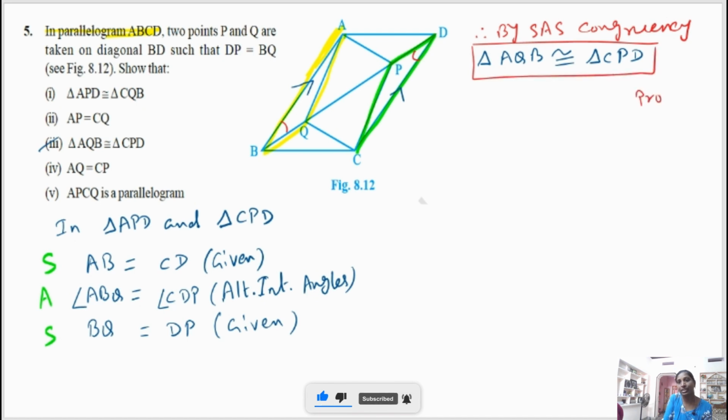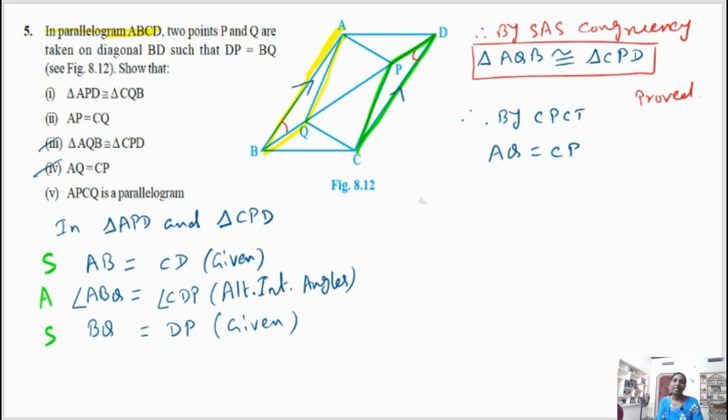Now, I hope you have understood till here. Now, what is the next point? AQ is equal to CP. So, we will prove this using CPCT. Just now we have proved that triangle AQB is congruent to triangle CPD. So, it's very easy to prove the fourth point. Therefore, by CPCT, AQ is equal to CP. So we have proved the fourth point also.